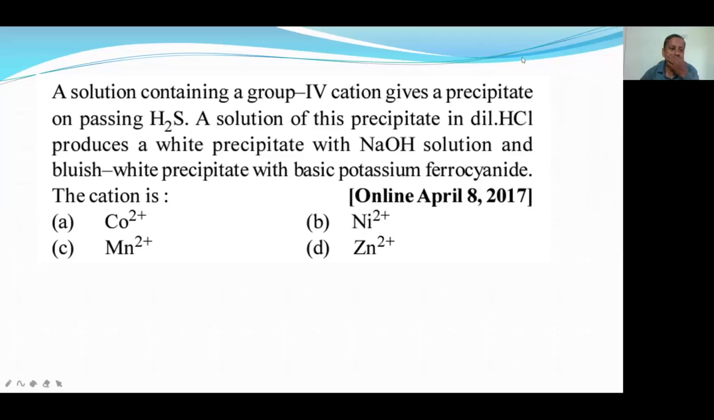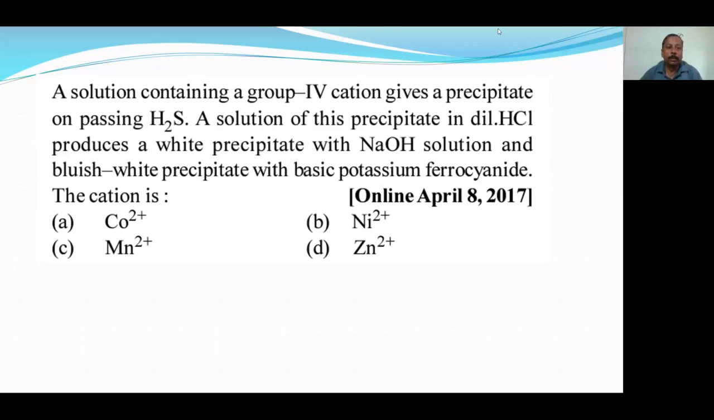Here comes the first question. A solution containing group 4 cation. Now don't think that this group 4 is the periodic table. This is the group classification we have studied in qualitative analysis. If you are not aware about the group ions, then you can go through them. The group classification of metal ions is already given in the first, second or third lectures.